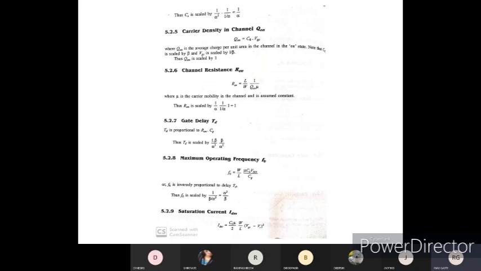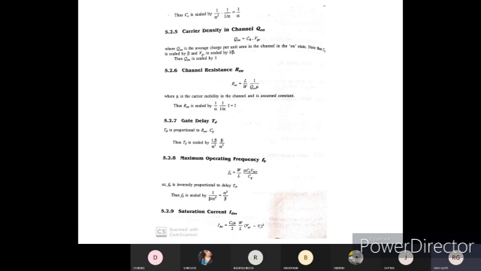Next, the gate delay. The gate delay is proportional to R on into CG. Your R on is nothing but 1 and your CG is beta divided by alpha square. So this is the scaling factor you'll be getting for the gate delay.